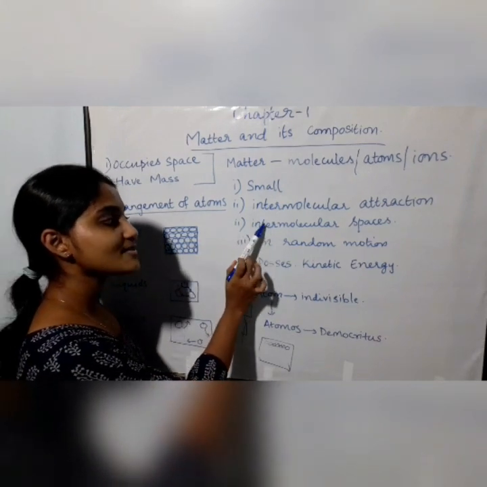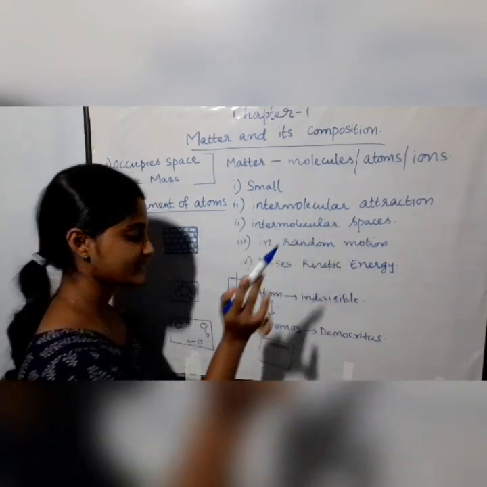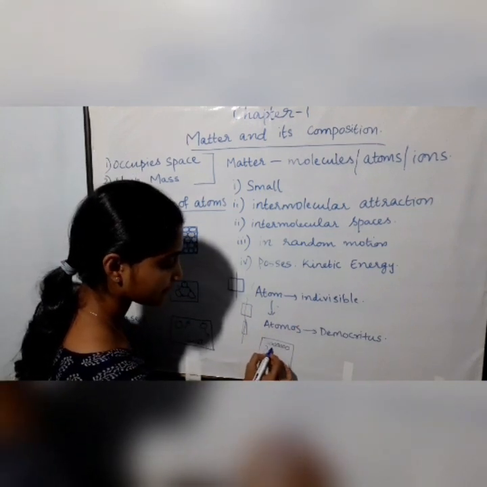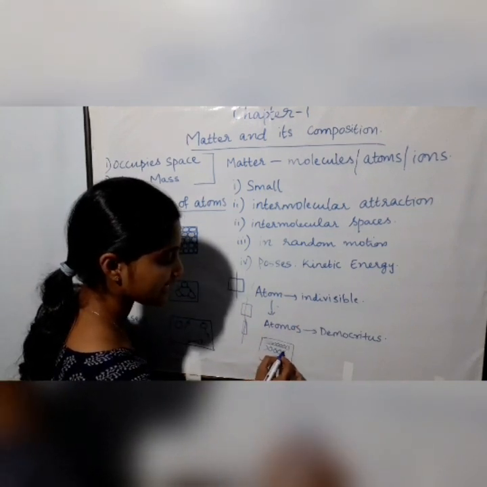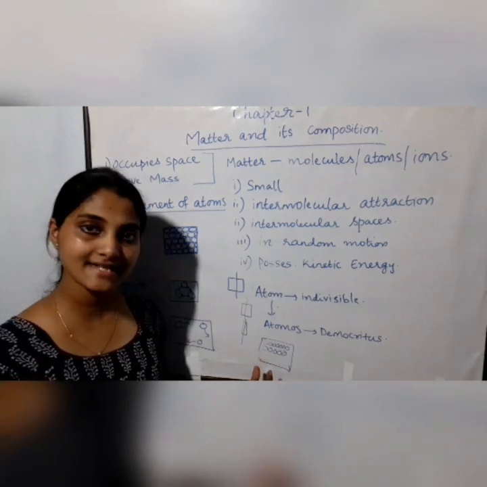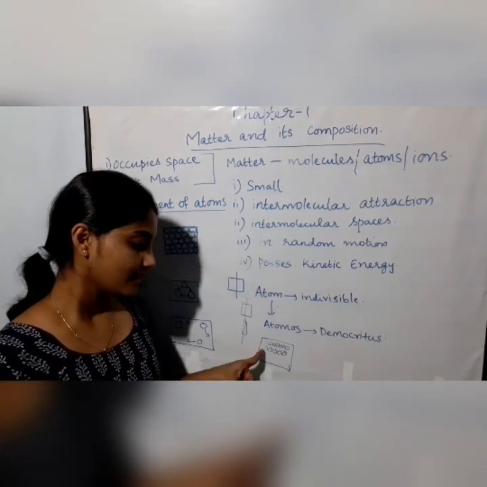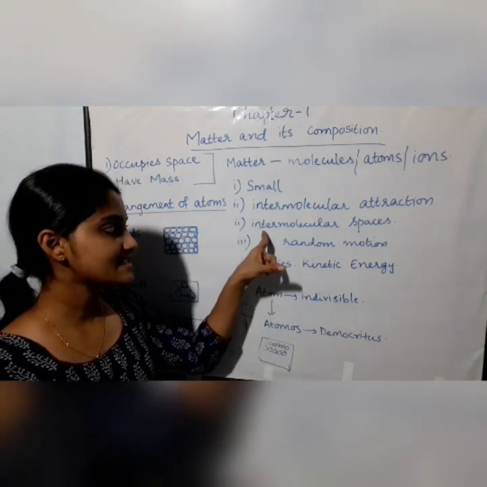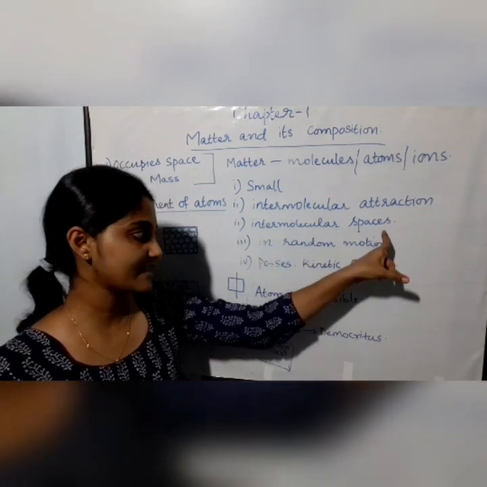Now it also has intermolecular spaces. Now you arrange atoms in this way. Atoms are arranged like this. There is space existing between two atoms. So you say that it has intermolecular spaces.